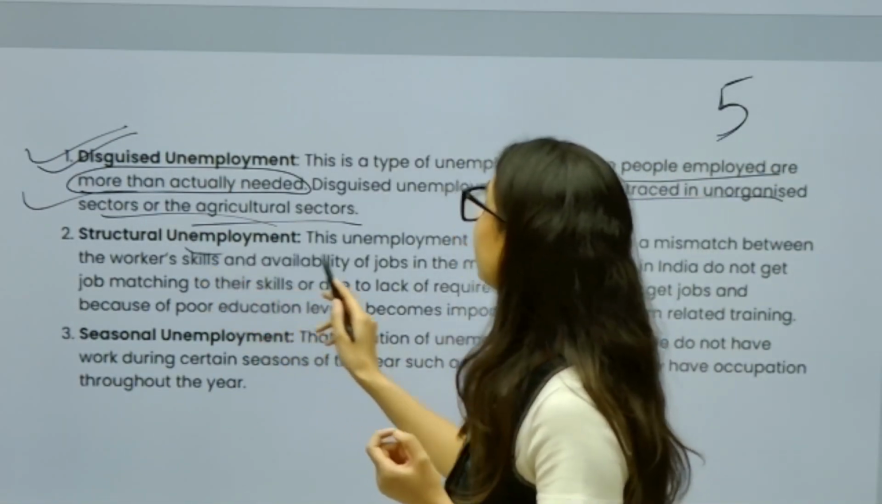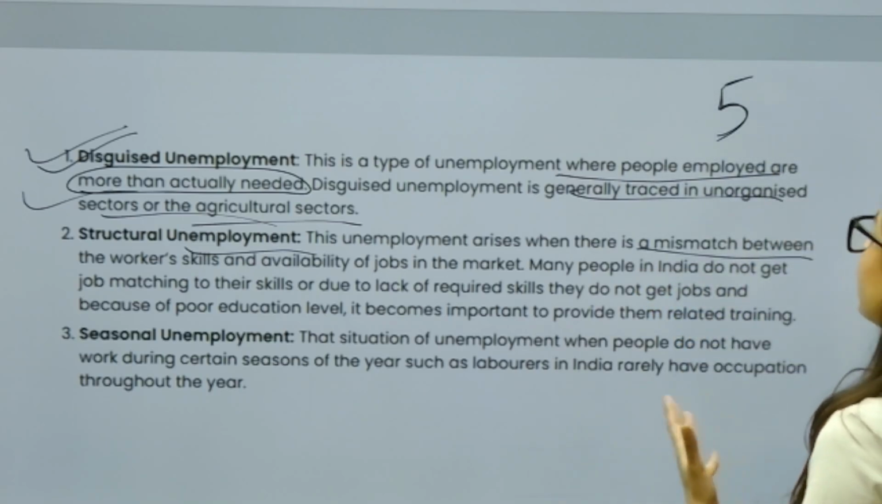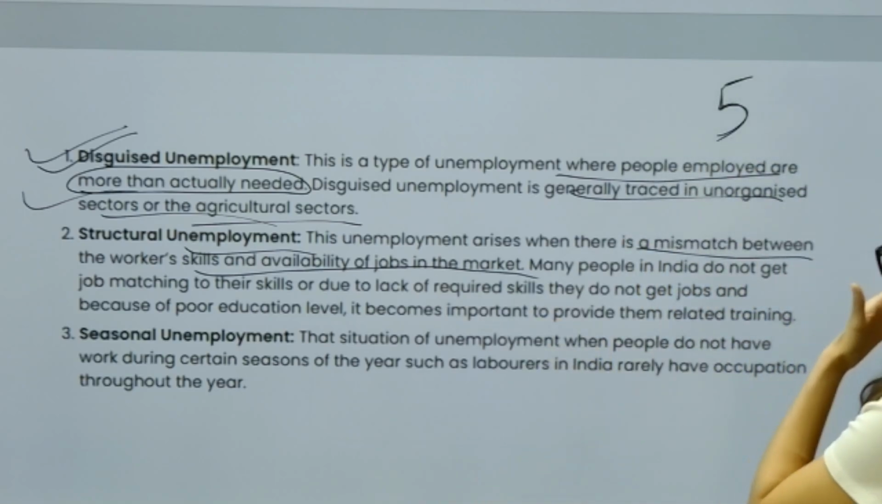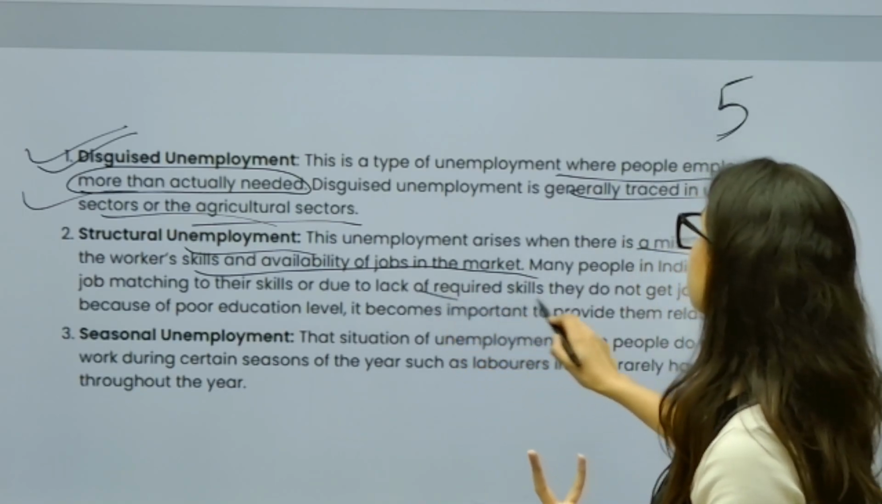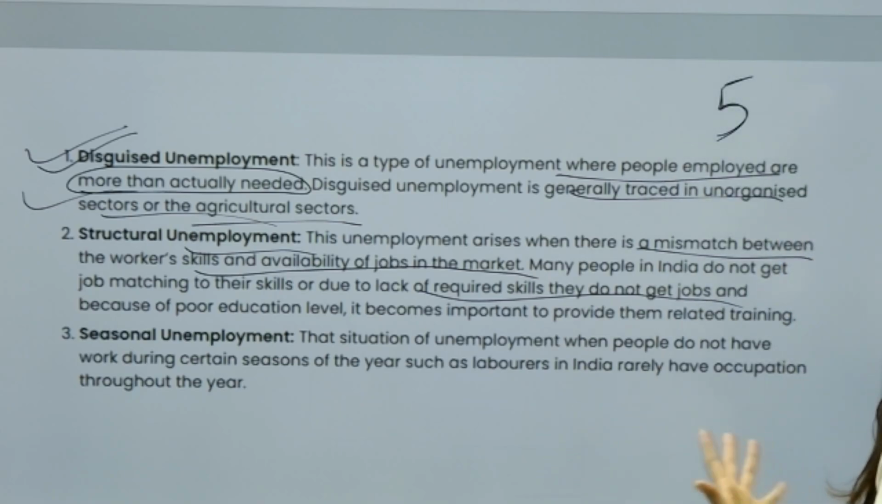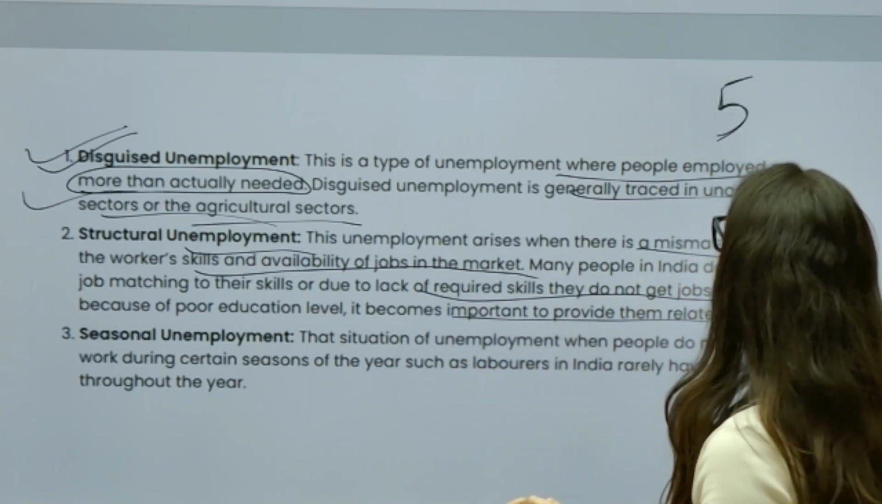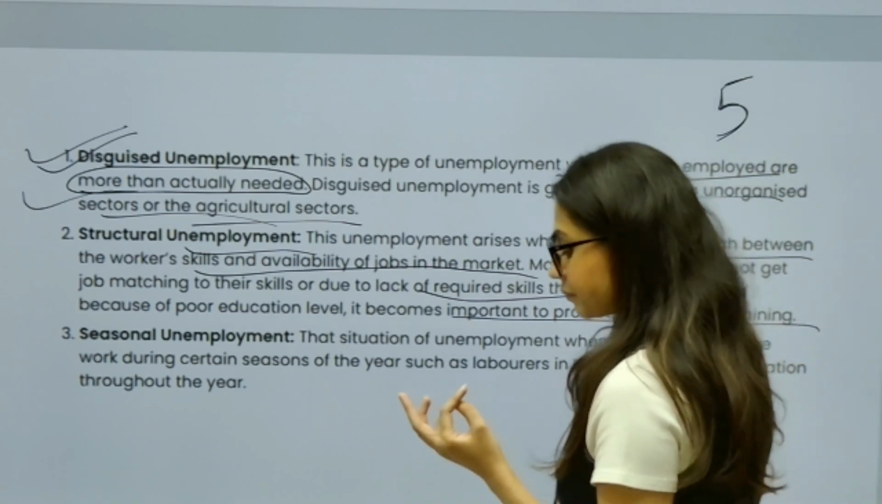Second is structural unemployment. This unemployment arises when there is a mismatch between the workers' skills and the availability of jobs. Many people in India do not get jobs matching their skills, or because they lack the required skills, they do not get a job because of a poor education level. So it becomes important to provide them related training.